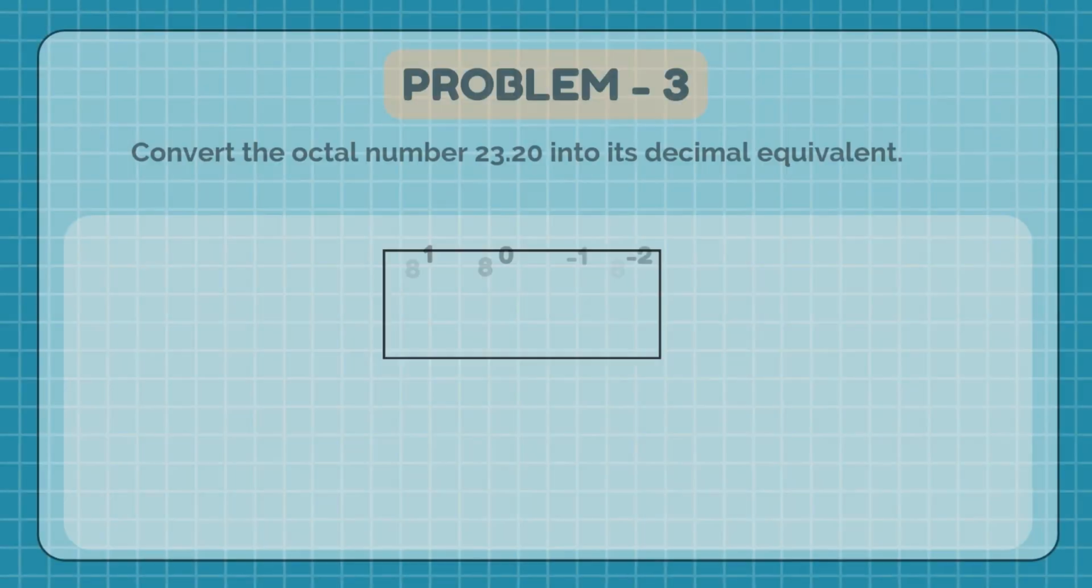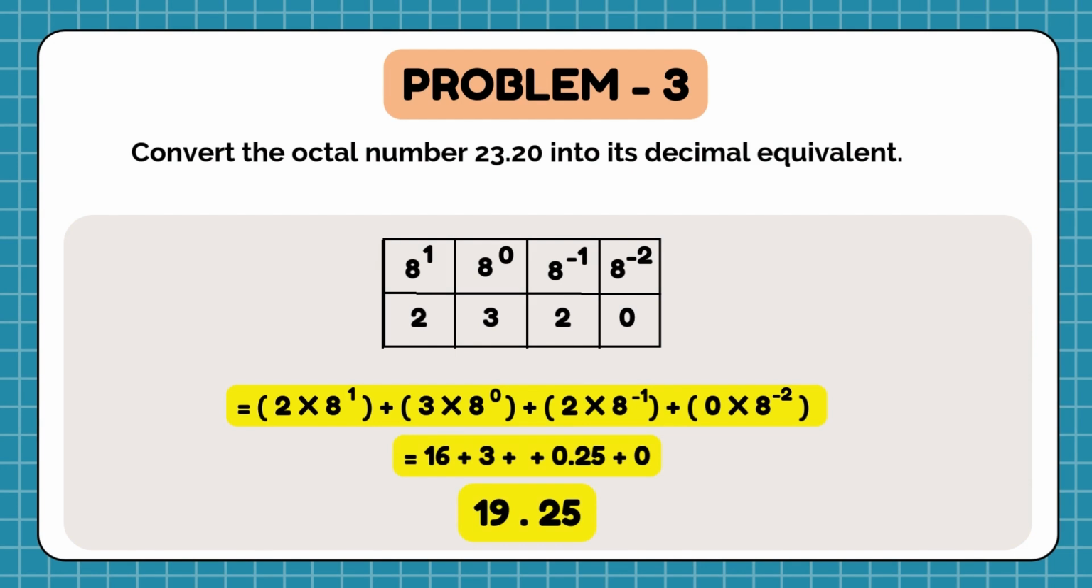Let's take the octal number 23.20 and convert it to decimal. Breaking it down, we get 2 is at position 1 and therefore we have 2 times 8 to the power 1, which is 16. 3 is at position 0, therefore we have 3 times 8 to the power 0, which is 3.